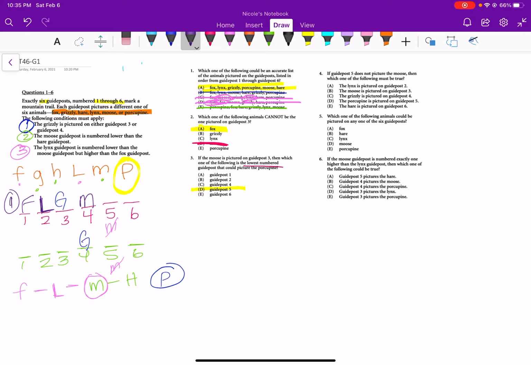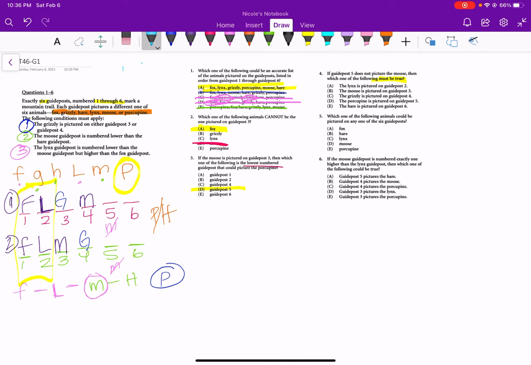Where in world number 2, if M is not in 5, it would have to be 3rd because F and L would have to go ahead of it, and we still have to have this H behind it. And then in both of these, it wouldn't matter between 5 and 6 which one is P and which one is H. So if guidepost 5 does not have the moose, which of the following must be true? So what must happen? It's probably going to be that F is in 1 or L is in 2.